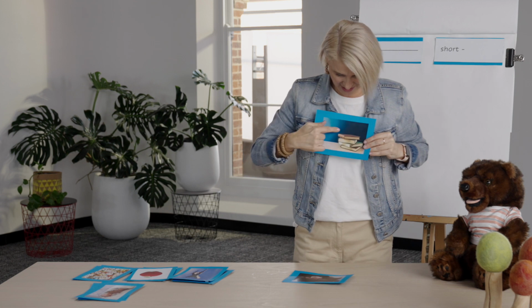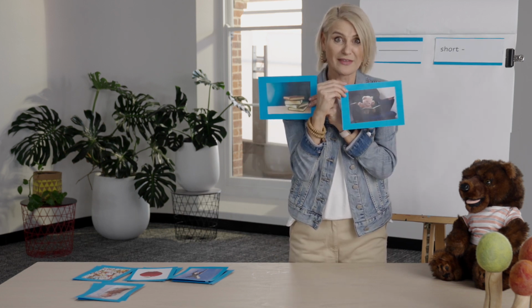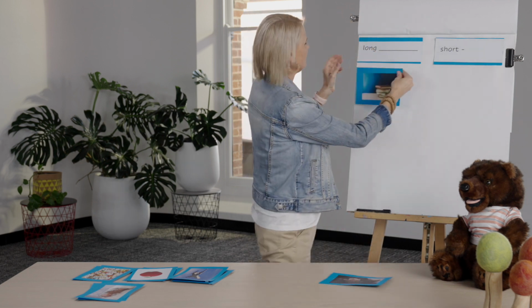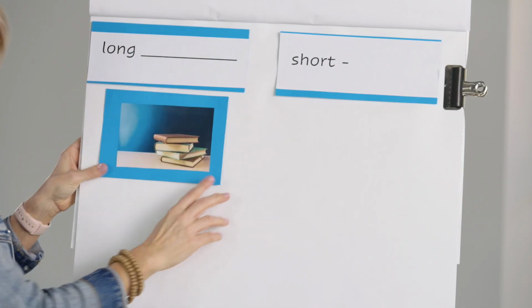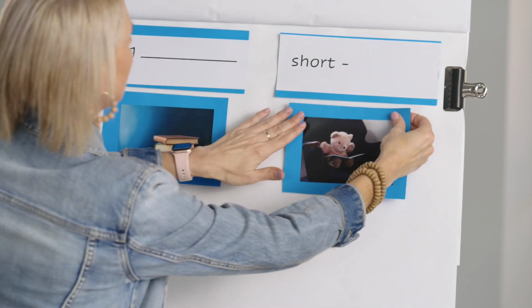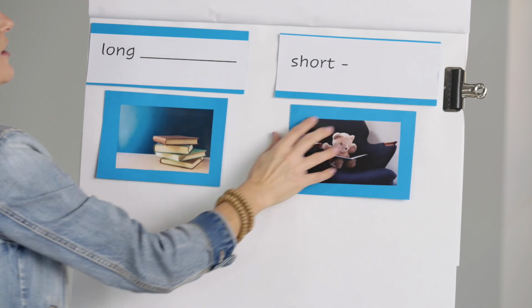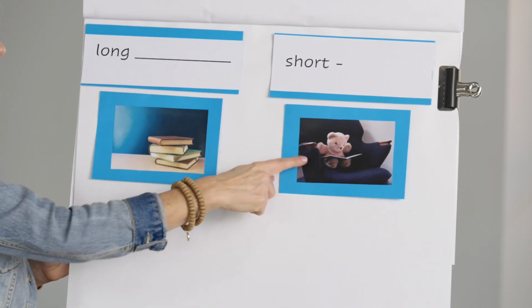I think these books, 1, 2, 3, 4 books with lots of pages, would take a longer duration than the one book that the teddy bear's reading. So let's put them up on the category here. Long duration, longer than one book. Lots of books have a longer duration than the one book. I wonder, could you make a chart at home or a list of things that have a long duration and a short duration? You could use a piece of paper and something to write with, and you could draw them, or you could even cut some pictures out of a magazine and paste them together and record your thinking.